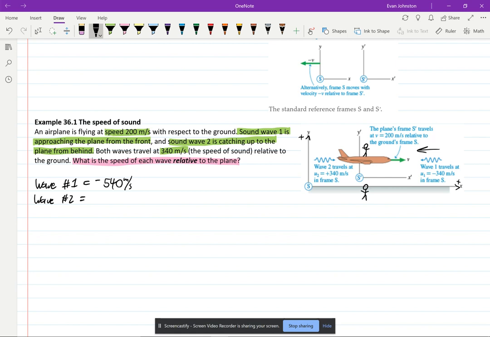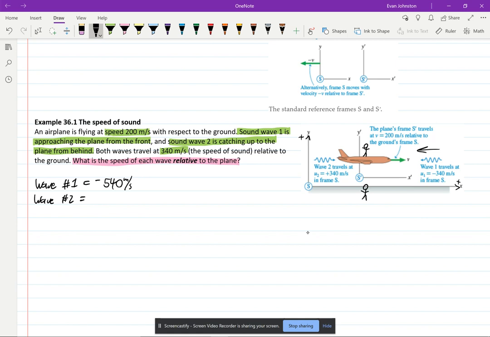So for wave two, well, this one has to play catch up now, right? So it's like, you're skateboarding down the road at 10 miles an hour and someone passes you and their speedometer says they're going 30. Well, they're only going 20 miles per hour faster than you, right? So that's all it is.